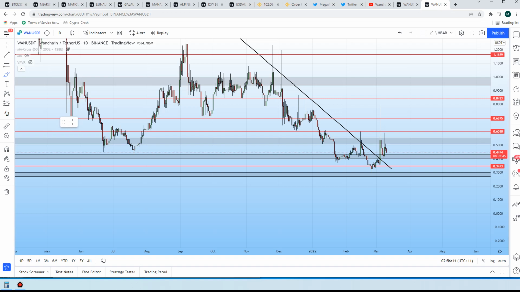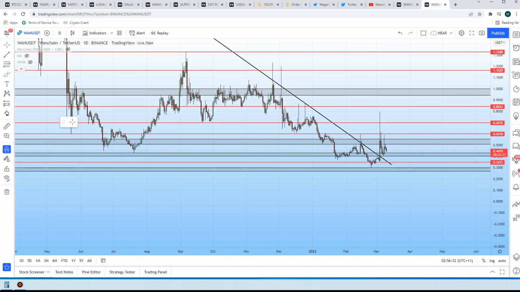And if you think about resistances and support, it's kind of a similar concept. When you break past a major resistance, you generally continue upwards until you reach a major resistance. So it's kind of what we've seen on Wanchain here. We broke that major downward resistance. We shot upwards. What resistance did we meet?